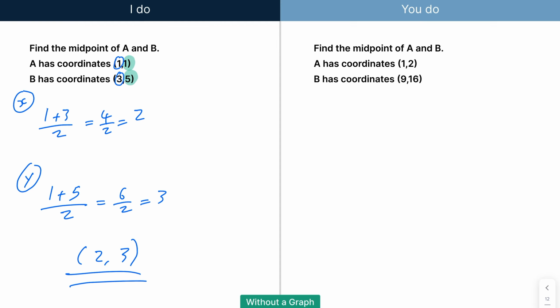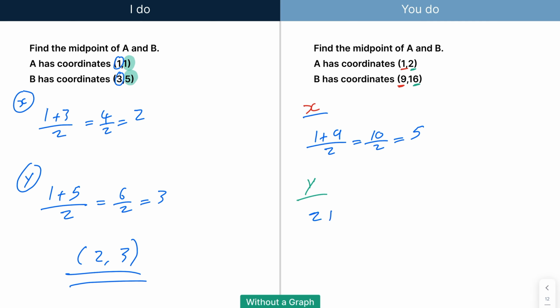So you add the x coordinates together and divide by 2, add the y coordinates together and divide by 2. Again, looking at this side, we're going to add the x coordinates together to get x. That is going to be 1 plus 9, divide that by 2, which is 10 divided by 2, which is 5. So that's my x coordinate of the midpoint. And now to get the y, we just add the y coordinates together.